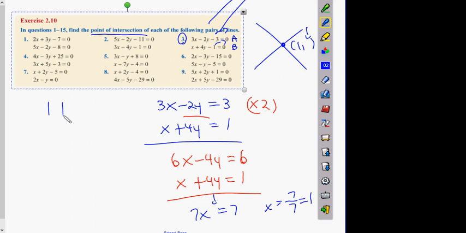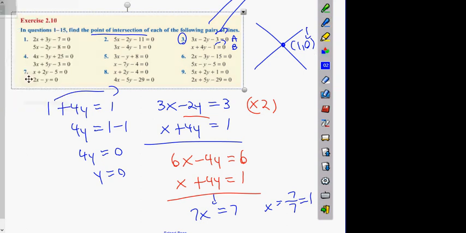So, we're going to get 1 plus 4y equals 1. Bring the 1 over the other side. We're going to get 4y equals 1 minus 1. 4y equals 0. 4 times what number is 0? 0. So, there's your answer. (1, 0). Okay.